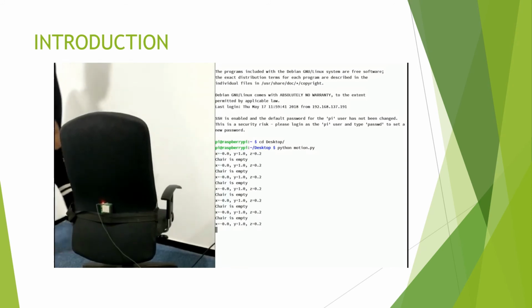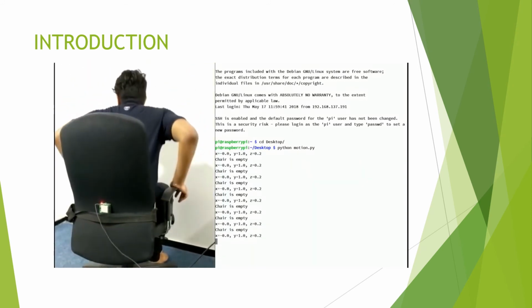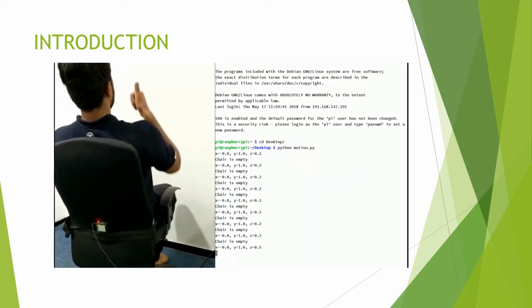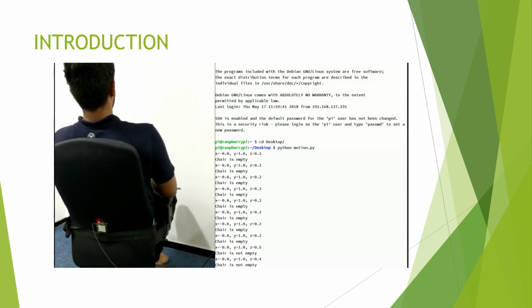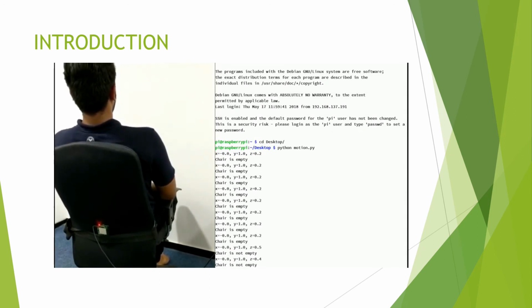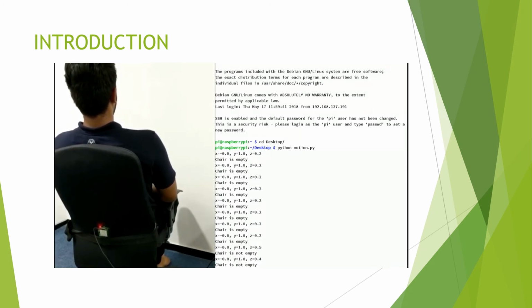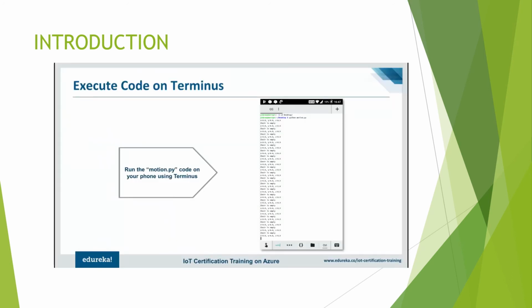So now my friend is going to come and sit on the chair. As my friend sits on the chair, we see that there is a change in the value of the z-axis, and also the message has changed. Now we see that the chair is not empty. So thus we have implemented the concept of smart chair with the help of the Terminus app on our phones.